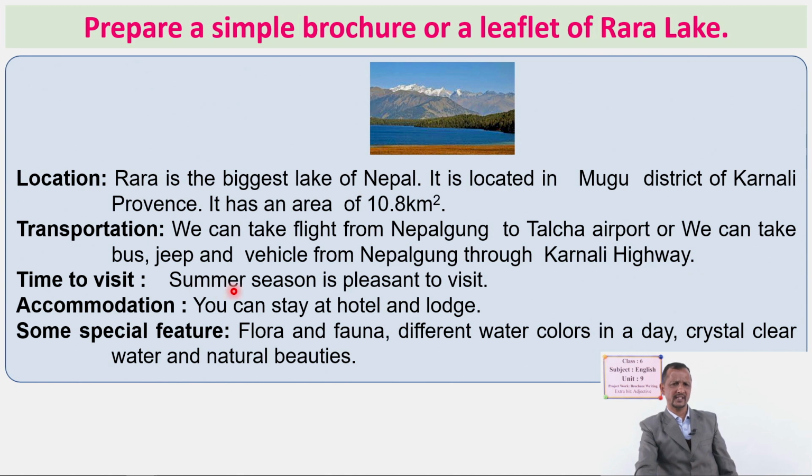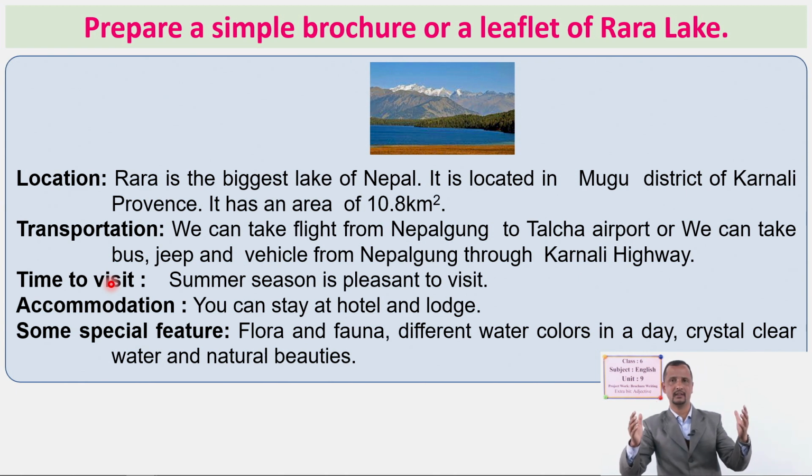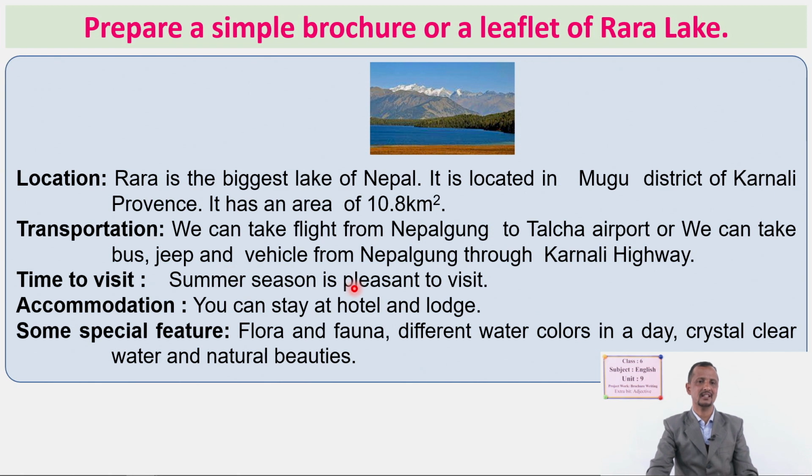Now time to visit. Summer season is pleasant to visit. Summer season is pleasant. If we go in winter season, that will be very cold. We cannot resist. Right? And accommodation means where you can stay there. You can stay at a hotel and lodge. Right? And dear student, you have to go through the text and find out, okay? This is just for sample.